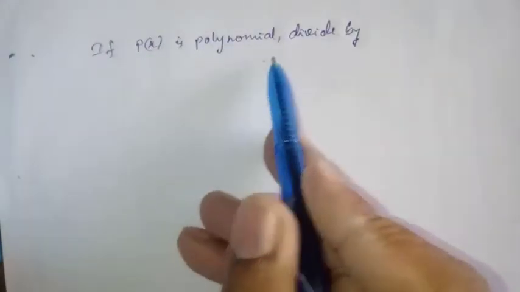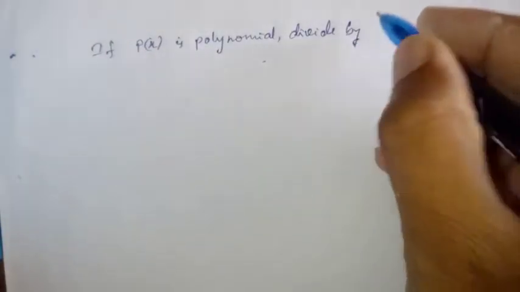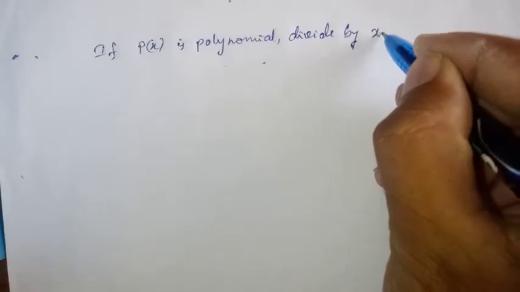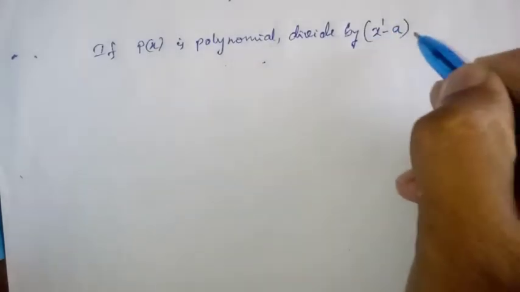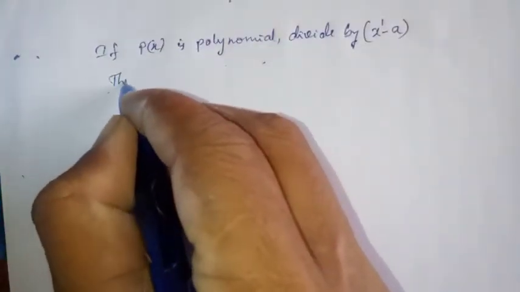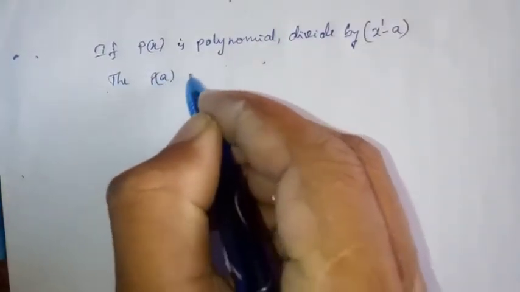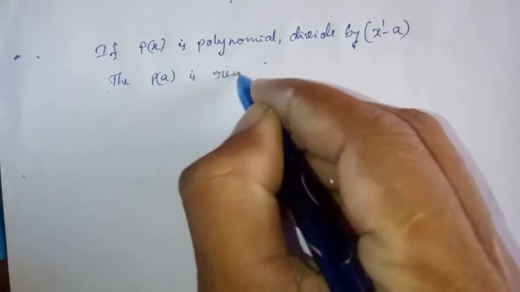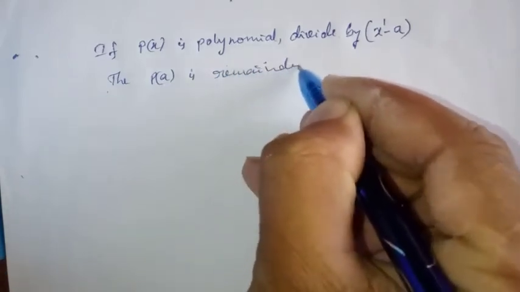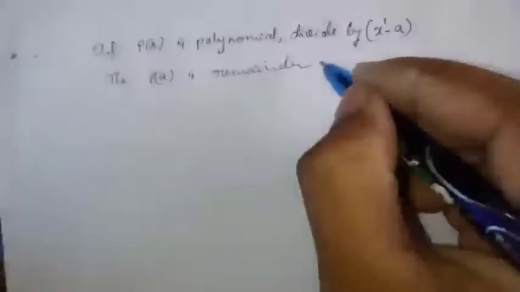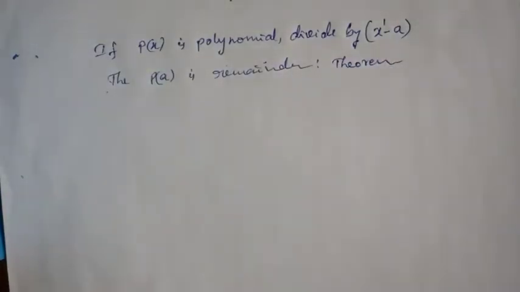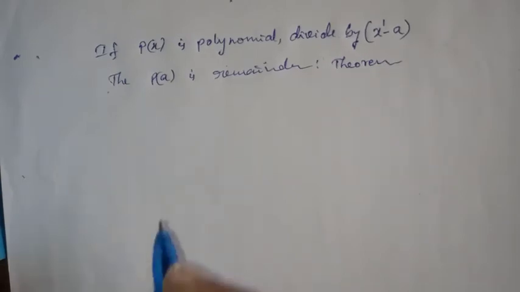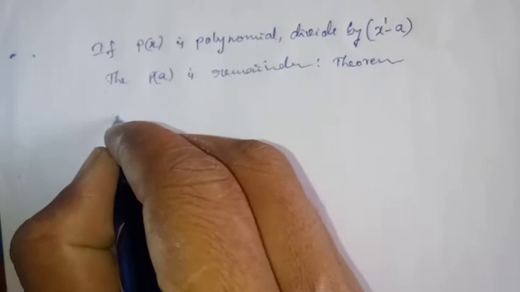If p of x is a polynomial divided by another linear polynomial, meaning exponent 1, then p of a is the remainder. Okay, now this is called the remainder theorem. It's a very important theorem. Now let me consider one example. We have to find the remainder.